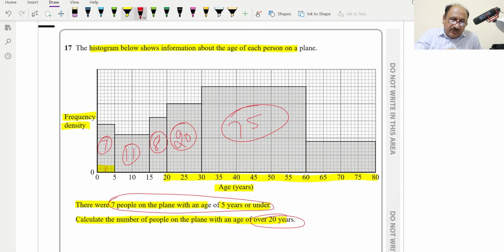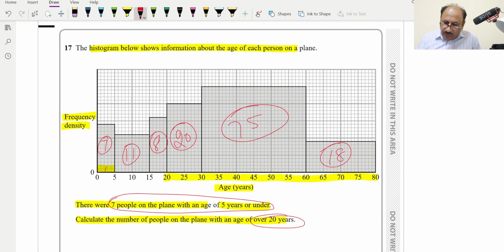Similarly, we can check for this also. This will be 1, 2, 3, 4. So 4 plus 4 will be 8, 8 plus 4 will be 12, 12 plus 4 will be 16, and this is half, which is equal to 2. So 16 plus 2 will be 18. So this last one is basically 18.